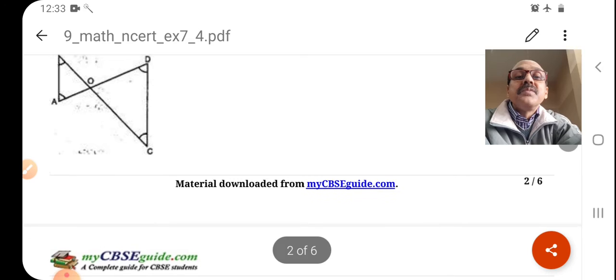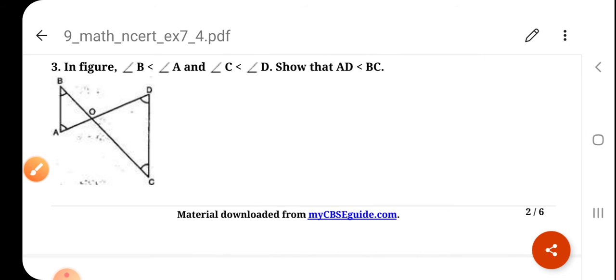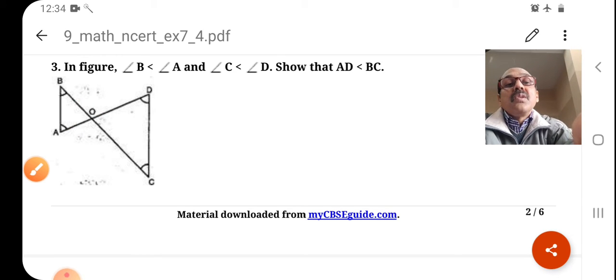Now, in triangle AOB, it is given that angle A is greater than angle B. The side opposite angle A is OB, and the side opposite angle B is OA. So OB is greater than OA.